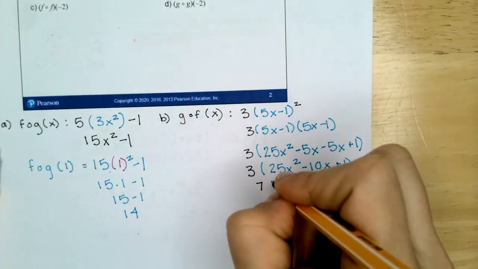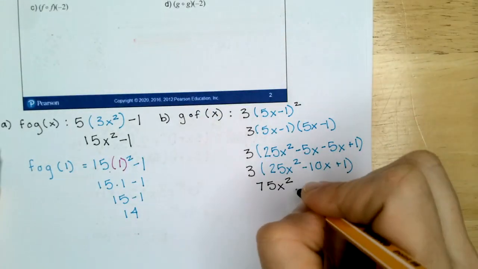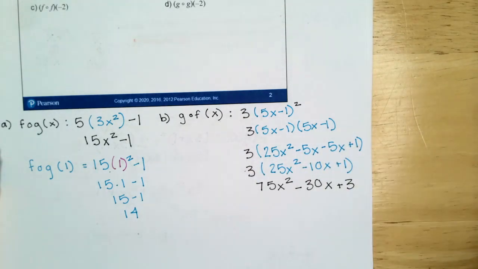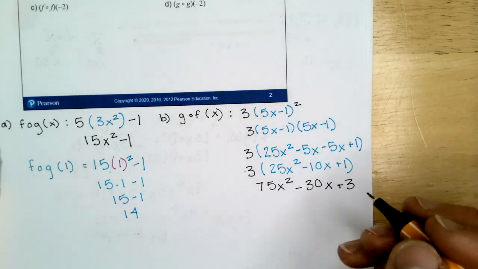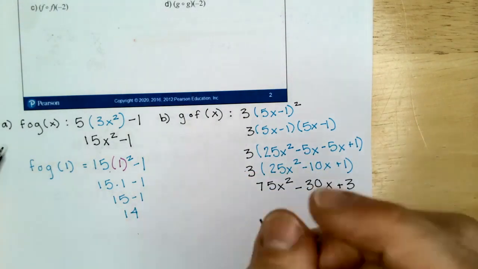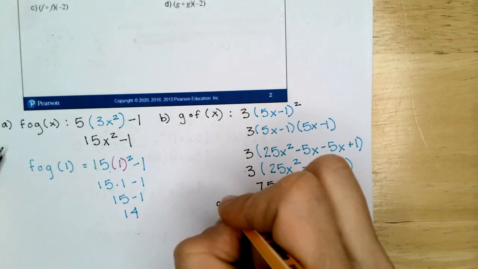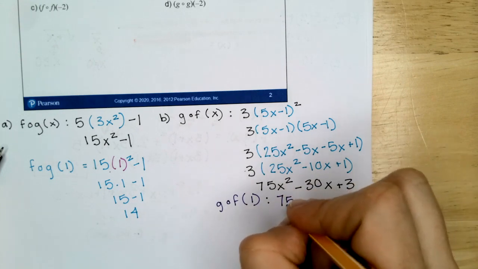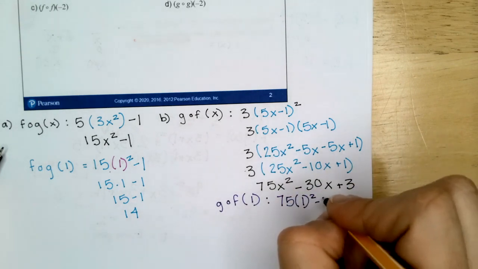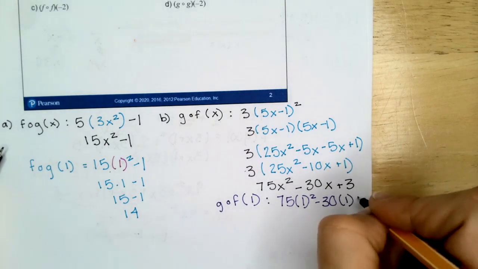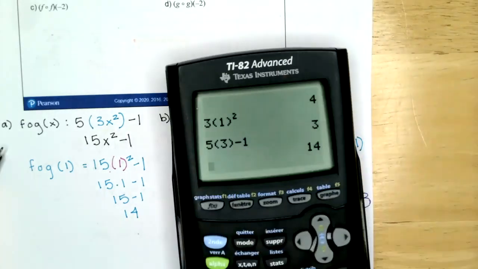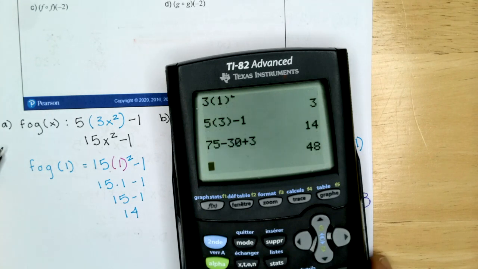3 times 25 is 75x squared. 3 times negative 10 is a negative 30x. And then 3 times a positive 1 is plus 3. That's g of f of x. So g of f of 1 is 75 times 1 squared minus 30 times 1 plus 3. 75 minus 30 plus 3 is 48.